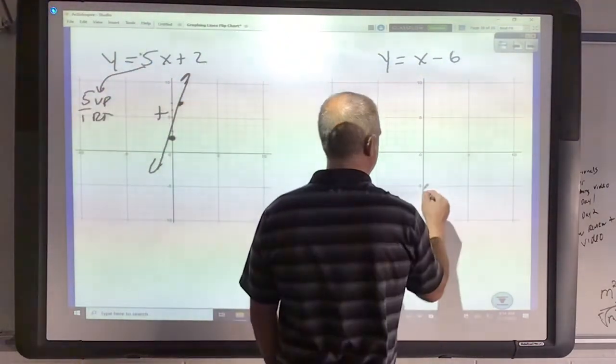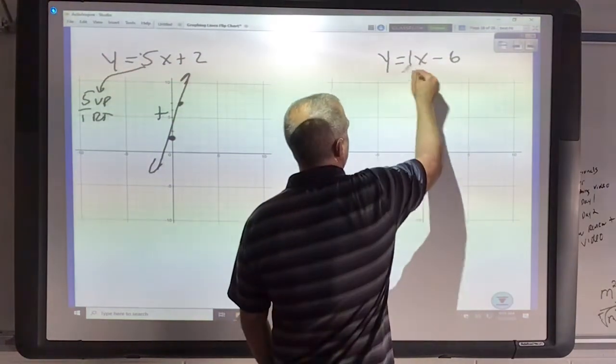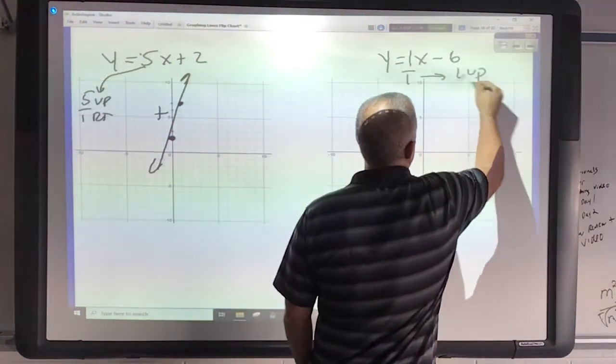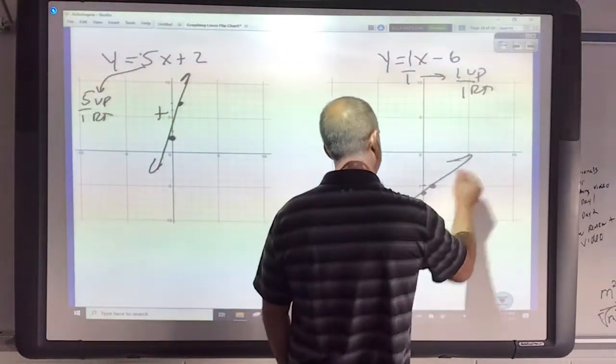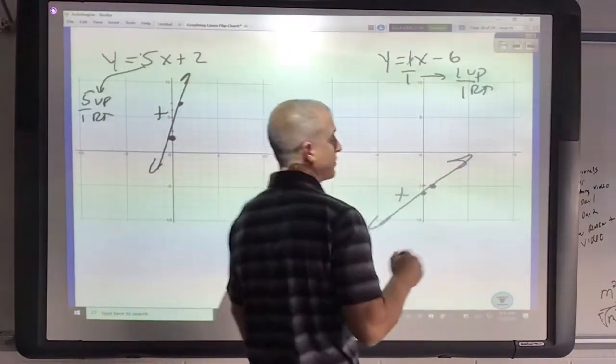This would be -6 on the y-axis, 1 over 1. So 1 up, 1 right. Again, 1 up, 1 right. Connect the dots. Positive slope.